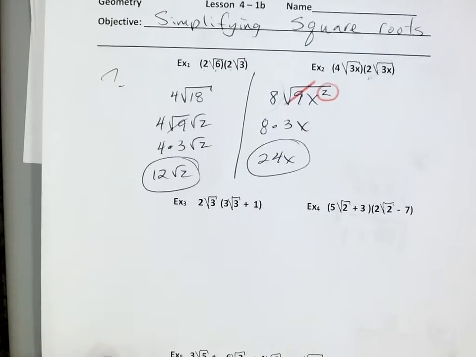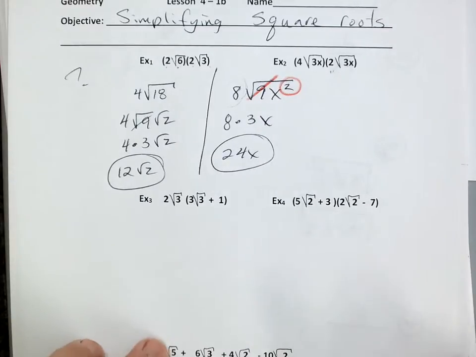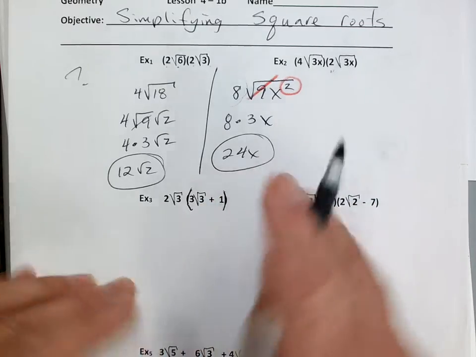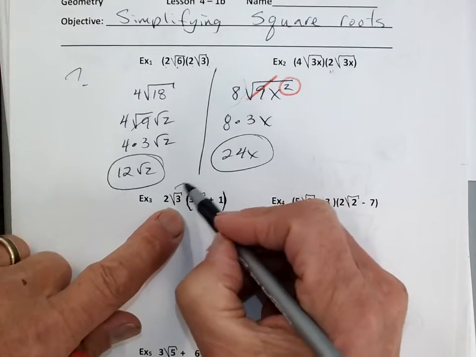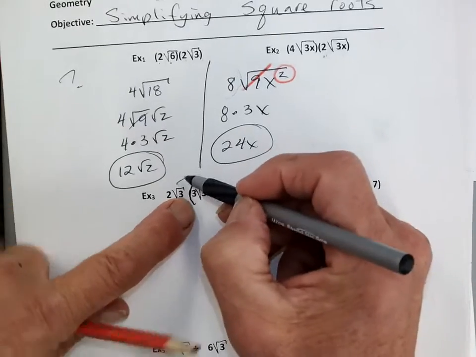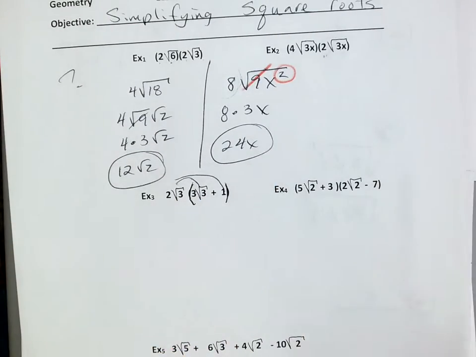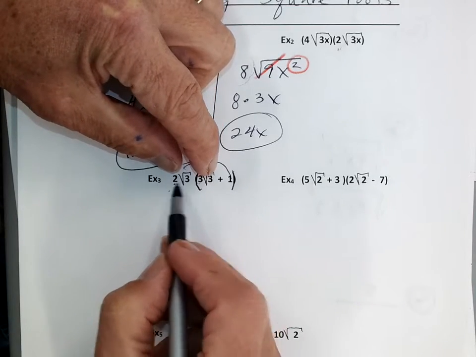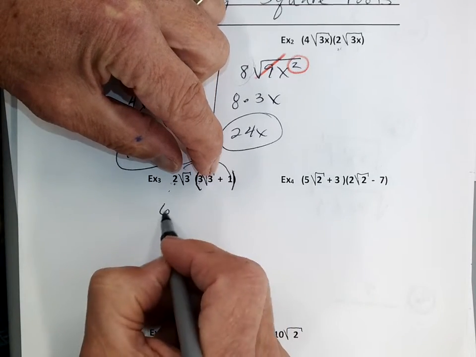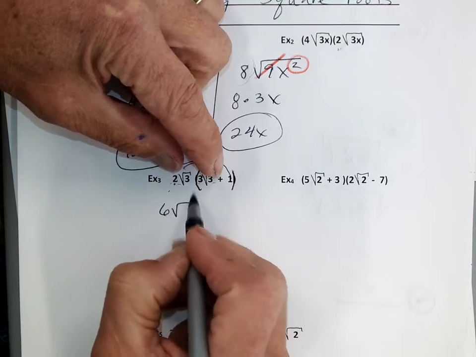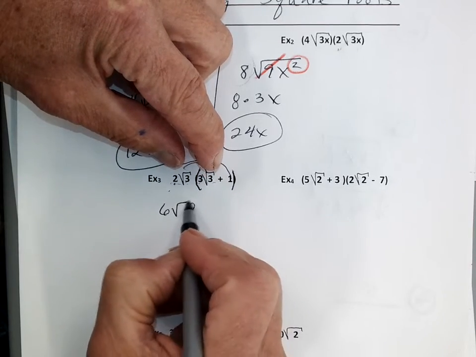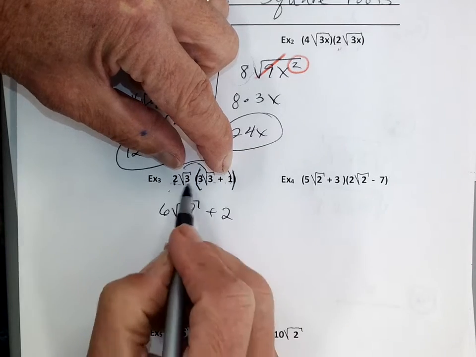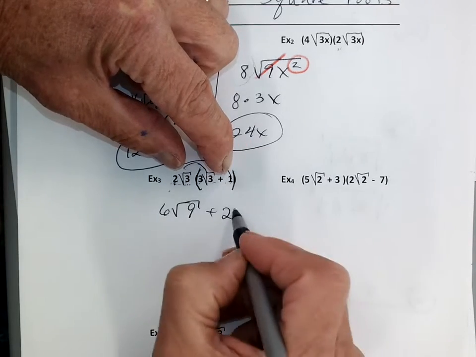Easy, huh? Okay, example 3 is the same thing, except we're going to distribute. Let me make these parentheses a little bit bigger here, and I'm going to multiply 2 square roots of 3 times 3 square roots of 3, and 2 square roots of 3 times 1. So let's multiply. 2 square roots of 3 times 3 square roots of 3 is a 6 square root of 9, plus whole number to whole number, I get 2. But remember, we're multiplying also by the square root of 3, so we got a square root of 3 here, okay?